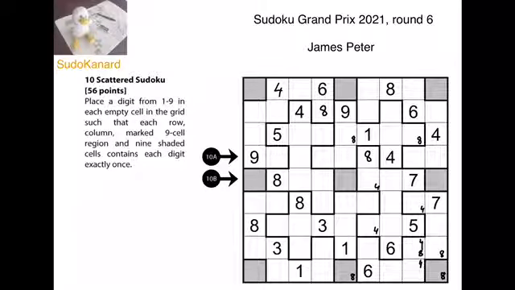There are 4 6s at the beginning, so I should have a look at this. There's a 6 here. And that's interesting regarding the scattered region, because 6 is not here, it's not here. Now it's not here, so it has to be in one of those two cells.